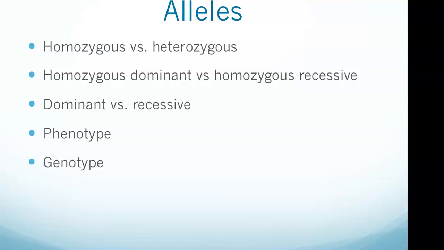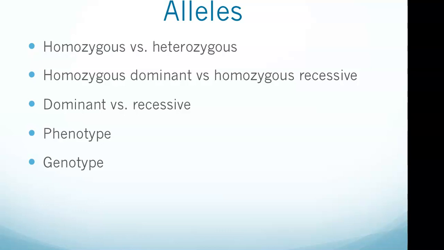As we jump into alleles, alleles are different forms of a gene linked to specific characteristics. When 2 different alleles are inherited for a trait, but only one allele is expressed, that allele is called the dominant allele. The allele that is not expressed is recessive.